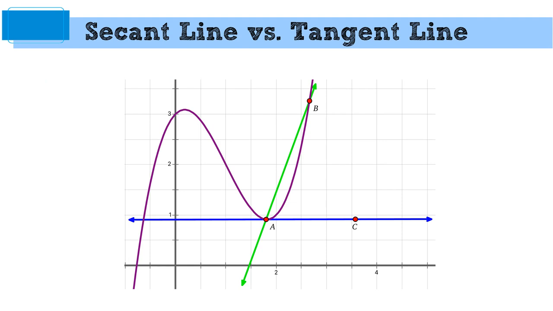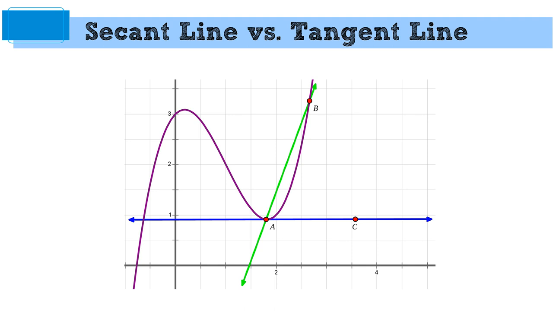Let's move on. Here's a picture. I've got a picture of a function. That purple function, it looks like it might be a cubic. Do not assume things that you don't know. I just have a purple function, and on that purple function, I have two points, A and B. That green line represents a secant line. By definition, a secant line is a line that intersects a function in two points. Let me rephrase that. It's a line that intersects a function in at least two points.